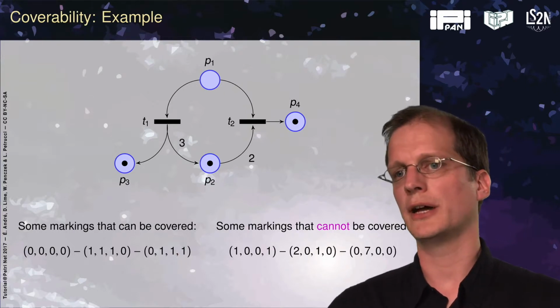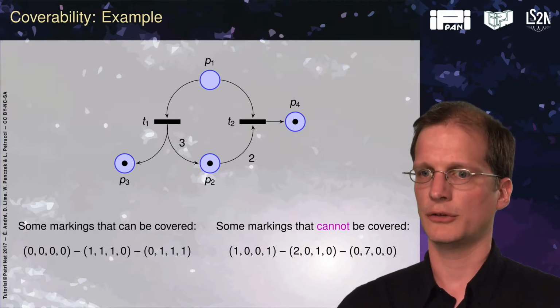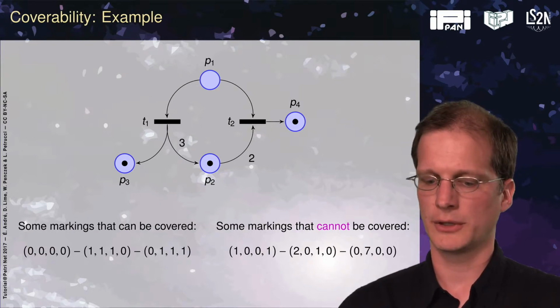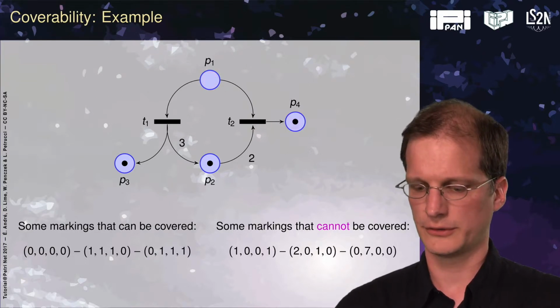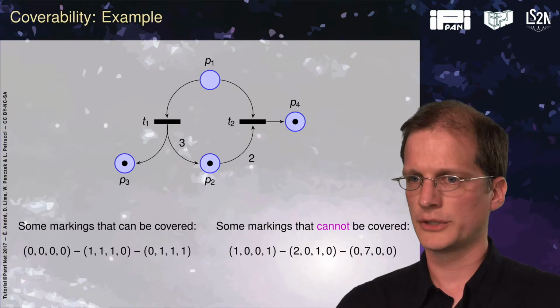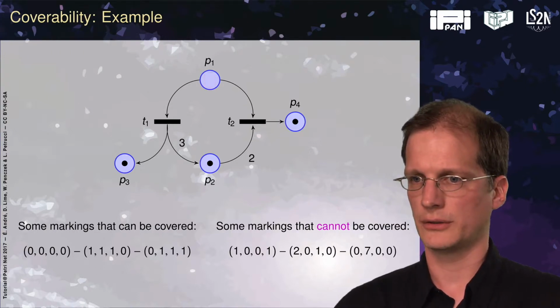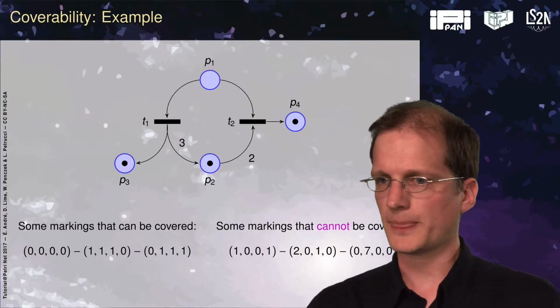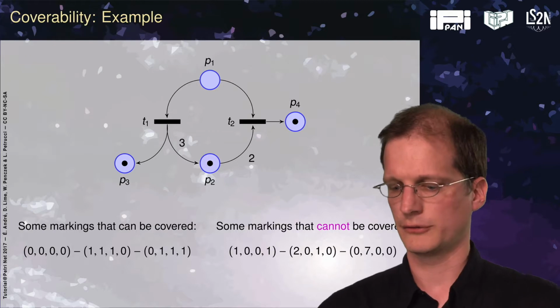A contrario, there are many markings that cannot be covered in this net. For instance, we cannot have at the same time 1 token here and 1 token here. So this is this marking. And we cannot have at the same time 2 tokens here and 1 token here. Or we cannot have more than 7 tokens here.